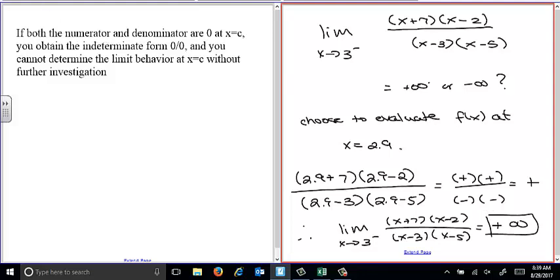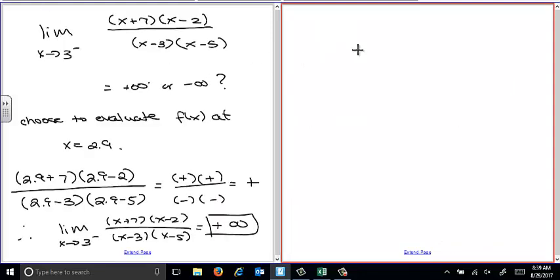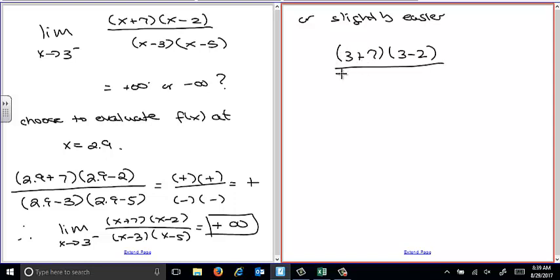Now, you can actually do it slightly easier. What if I looked at the signs, in all the cases that are not the factor that goes to 0, which is this one, if I just plugged in 3 instead of 2.9? So if I did 3 plus 7 and 3 minus 2, and then for this one, I do 2.9 minus 3 and 3 minus 5. I'm going to get the same answer.